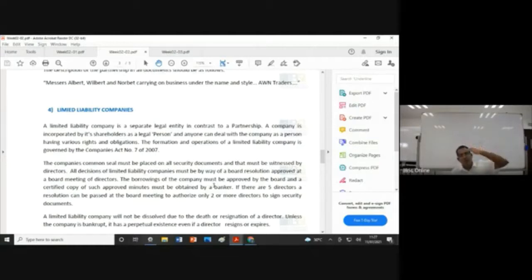So a limited liability company is a legal entity created by the shareholders. So it is a separate legal entity. Directors who run the business are not personally liable for any borrowings of the company. The bank needs to sue the company, not the directors, right?